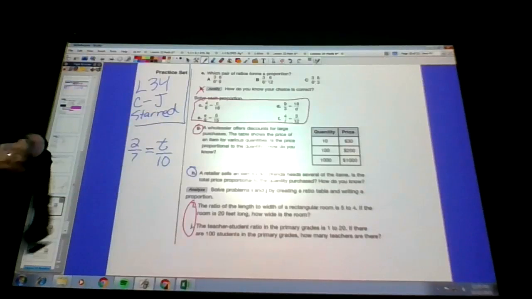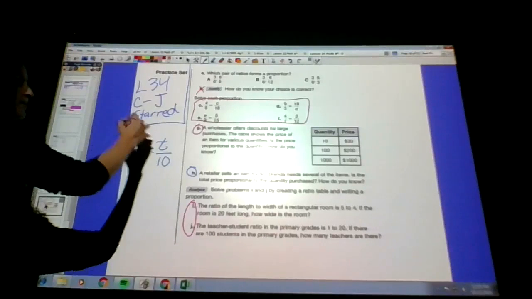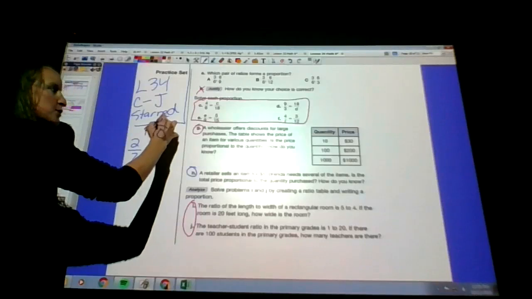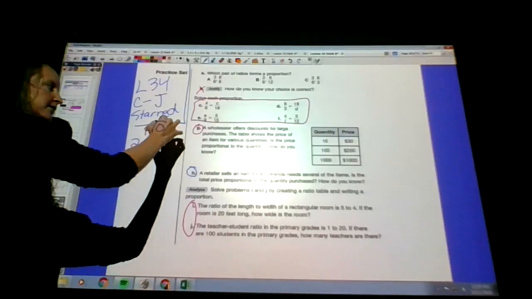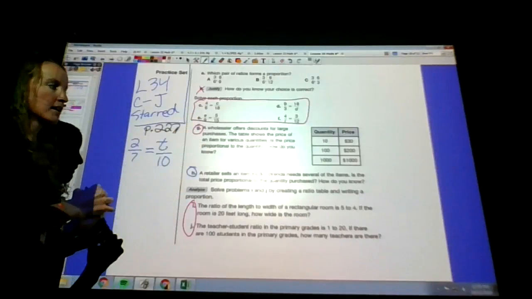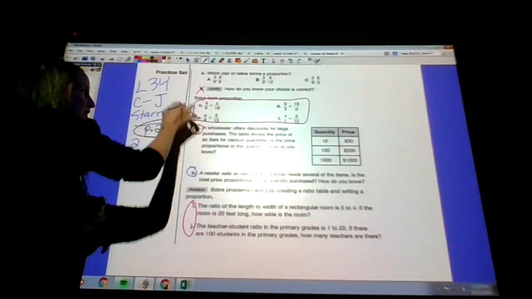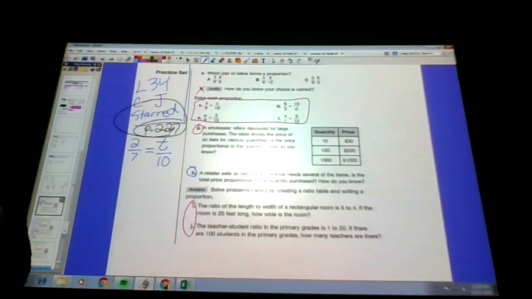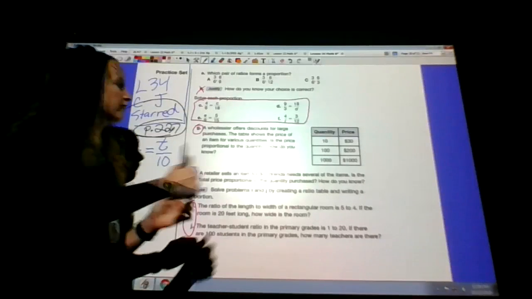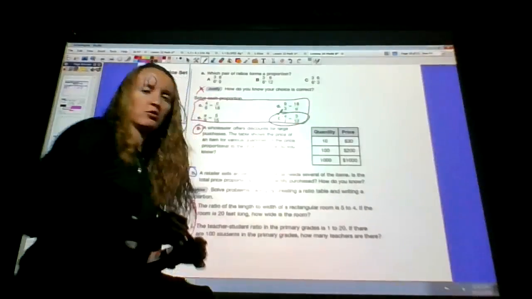Hey, can you guys take out your books? I don't know what page it's on, so if you can help me with the page, 227. Before you do the start, can you guys show me F? If you guys can do F, you'll be good.